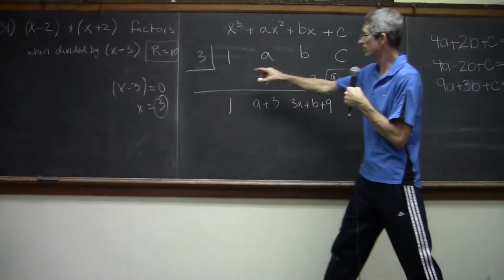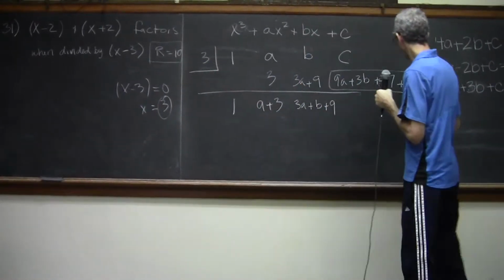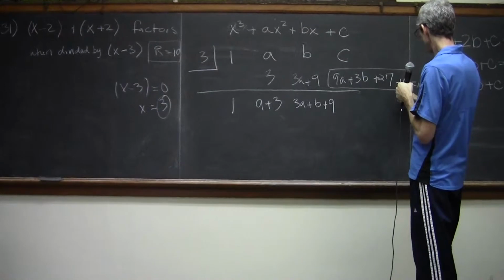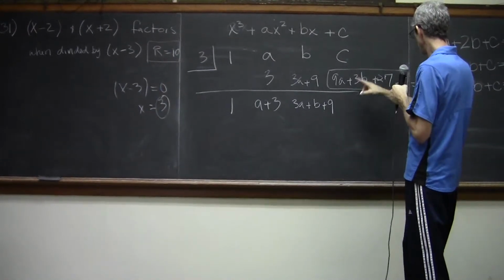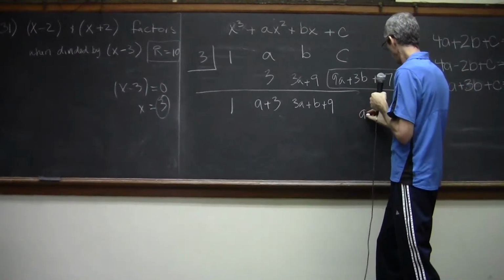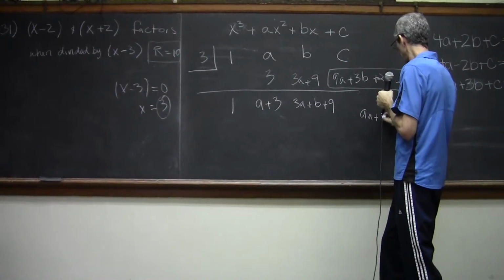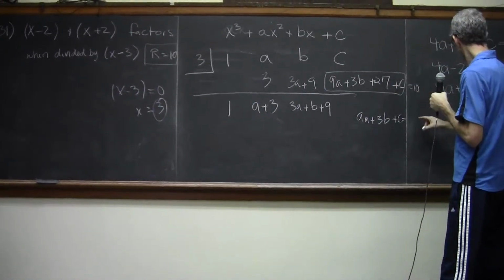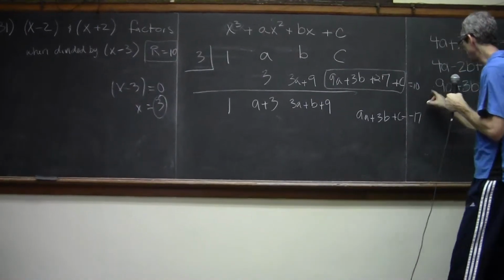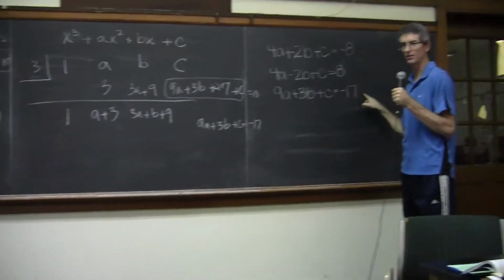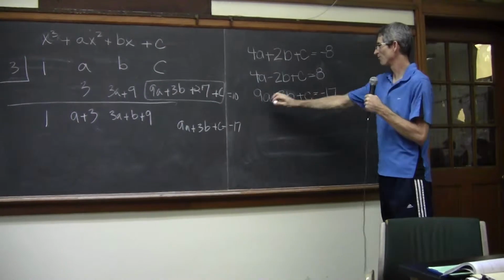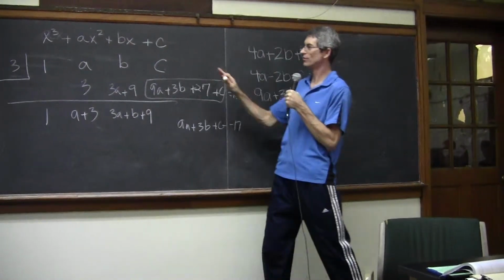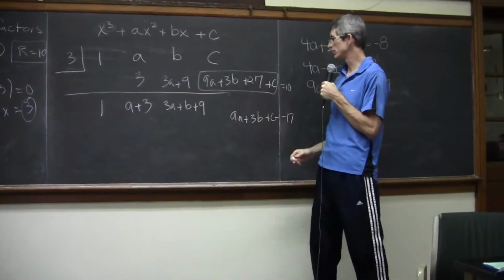And they told us that the remainder was 10. So I'm going to say that equals 10. If you look at this, you could rearrange it to say 9a plus 3b plus c, bring the 27 over, equals negative 17. You can see that's what I have right here, thanks to Genesis. So this represents what happens when you divide the original polynomial by x minus 3.